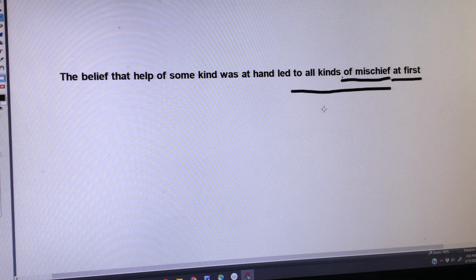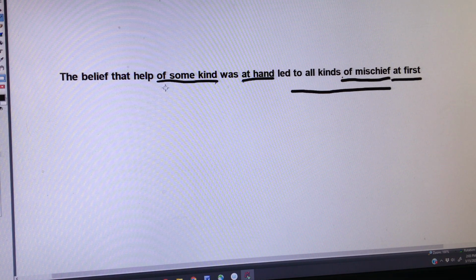after the main verb there, and we have at hand and of some kind, and those are our prepositional phrases. So there are 1, 2, 3, 4, 5.